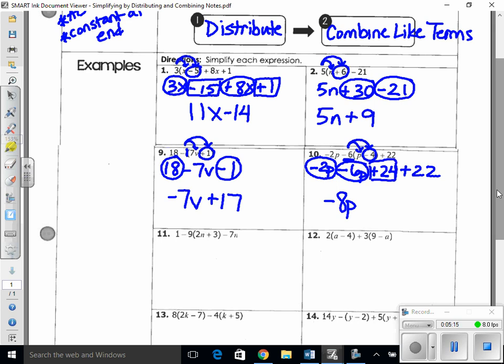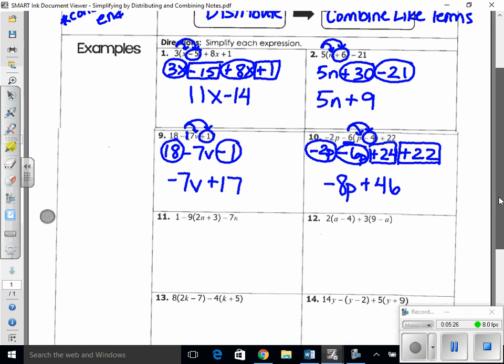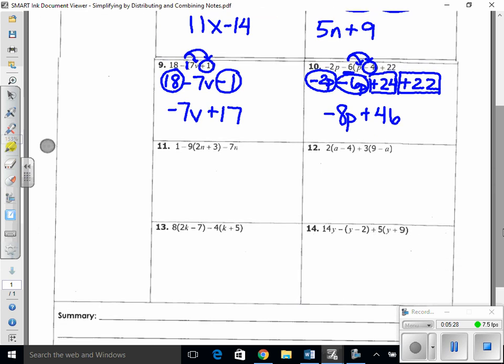A positive 24 can go with a positive 22, and that's going to make a positive 46. All right, going to the next one, number 11. Again, if you ignore the 1, just bring it down because the 1 is not what's being distributed. You can see that what you're distributing is that negative 9 right there. That's what's in front of the parentheses.